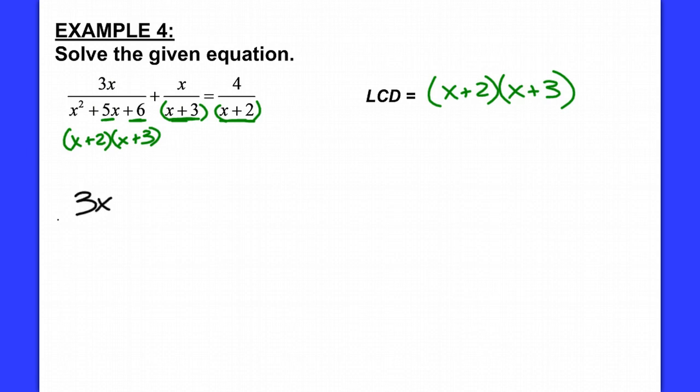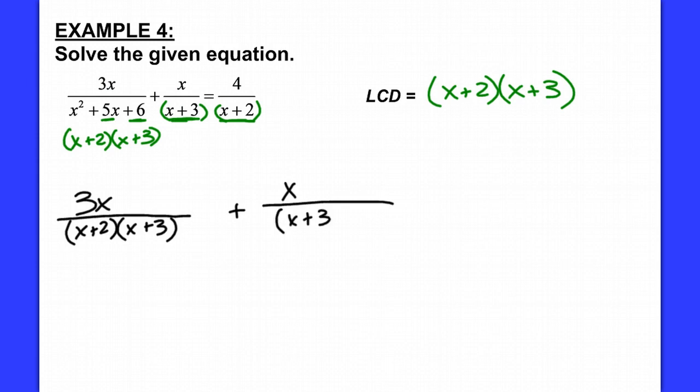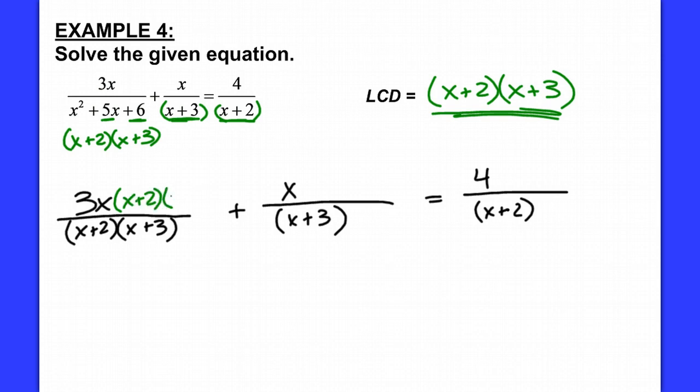So we'll go back to what we had to begin with. We'll factor that, x plus 2, x plus 3. So there's our first fraction. Our second fraction is x over x plus 3. Our last fraction is 4 over x plus 2. So we're going to take all of these fractions, and we're going to multiply our least common denominator into them. So we've got x plus 2, x plus 3, x plus 2, x plus 3.